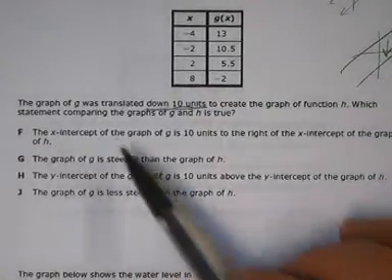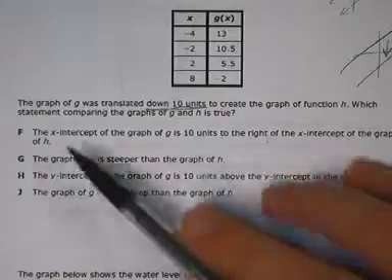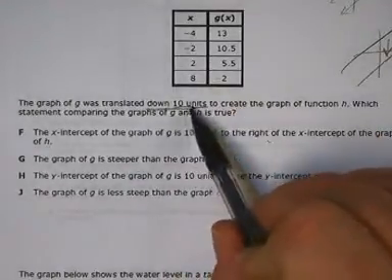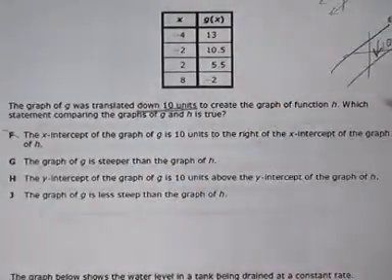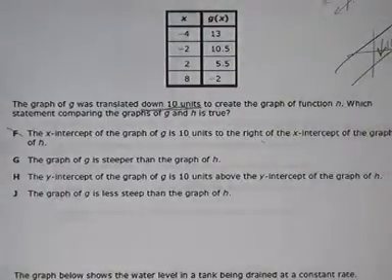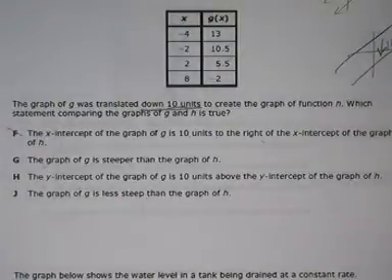Let's try this. The x-intercept of the graph of G is 10 units to the right of the x-intercept of the graph of H. It doesn't say that we moved 10 units left or right. It was 10 units down. And here's the deal. Depending on how they said that, they could have used left or right if we had moved left or right. Let me give you an example.